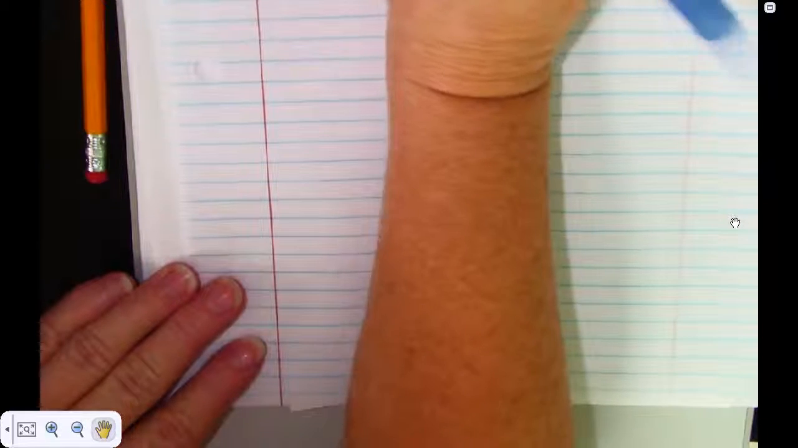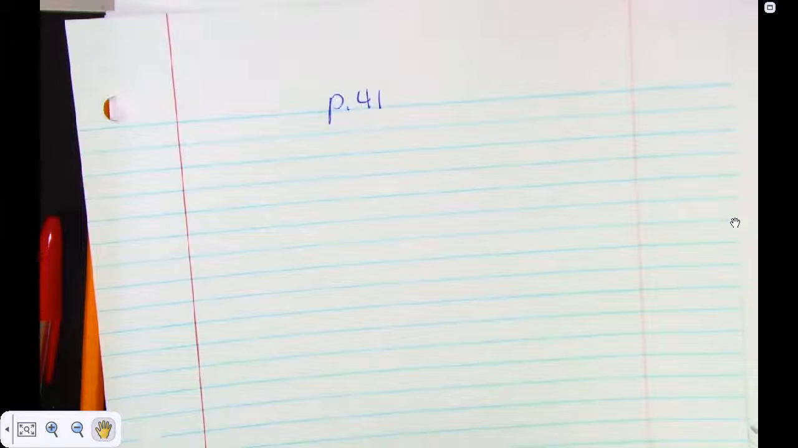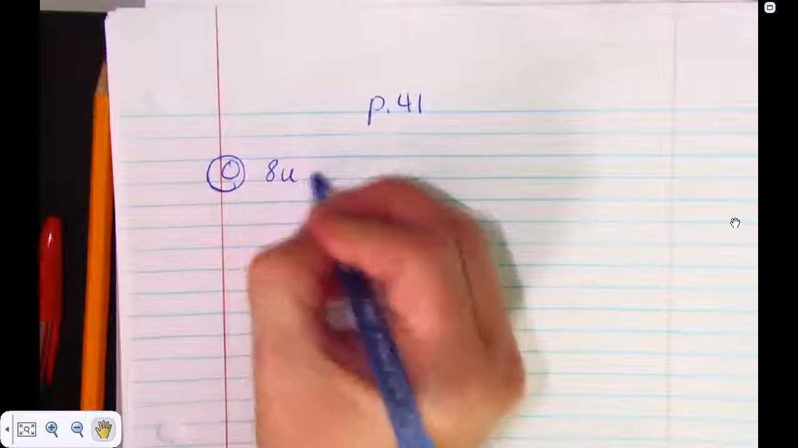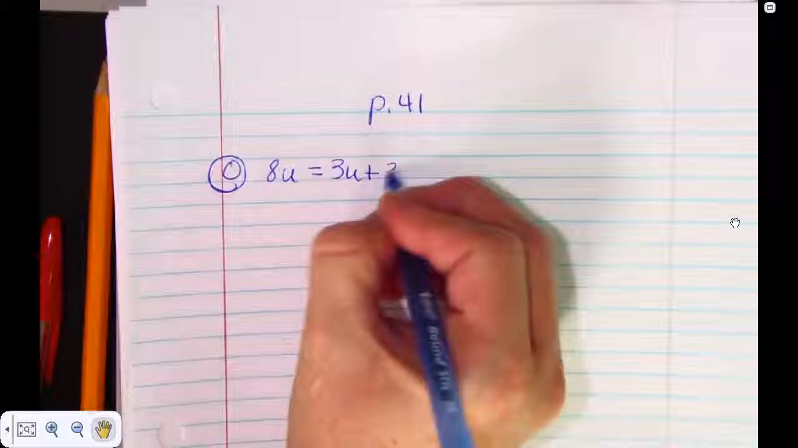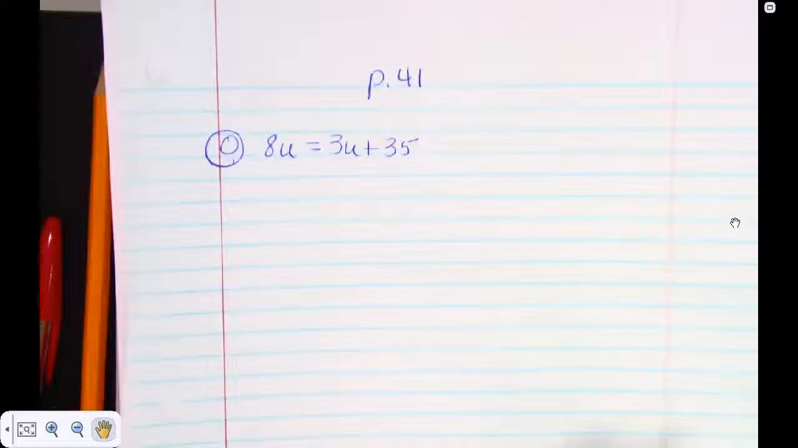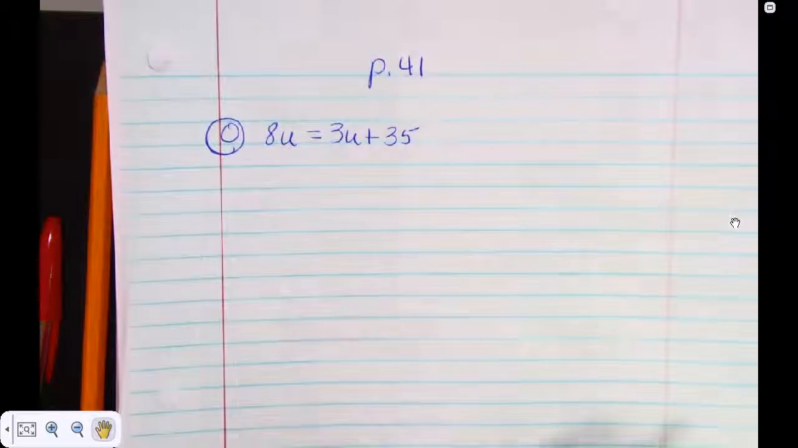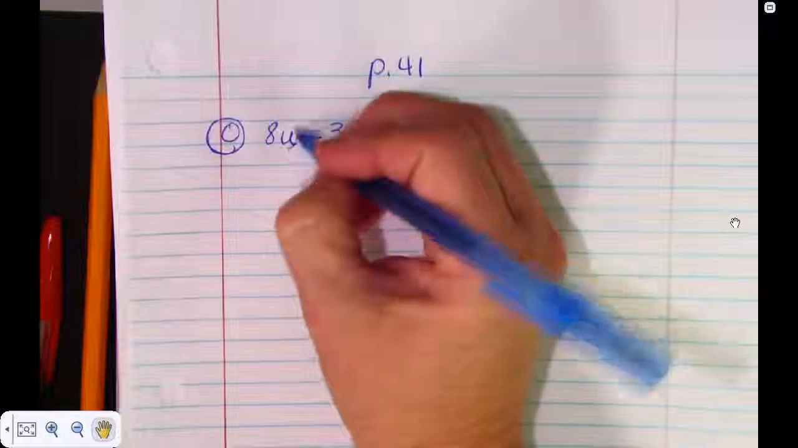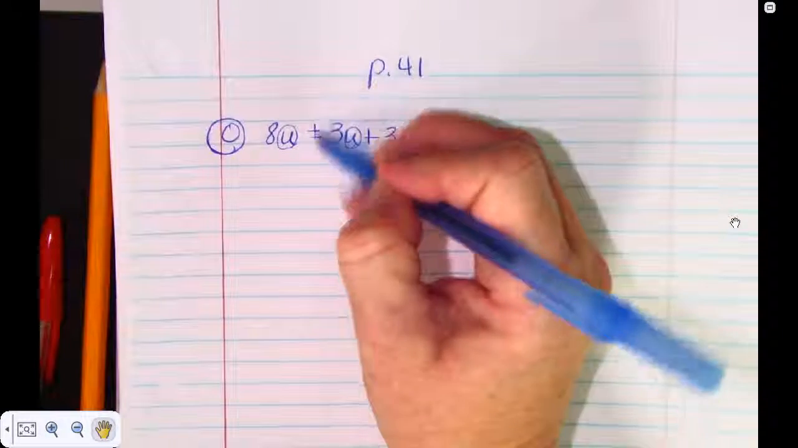Take another sheet of paper. You're going to write page 41 at the top. We're going to do page 41 first. It's on the back side. Page 41. You're going to write your problem. 8u equals 3u plus 35. Circle your u. Draw your river.